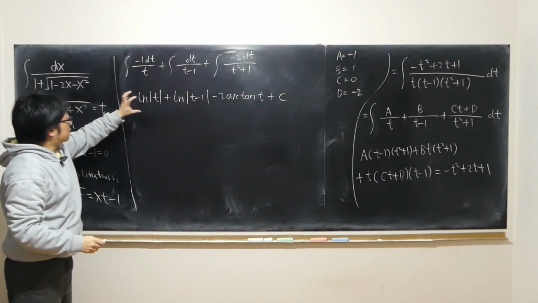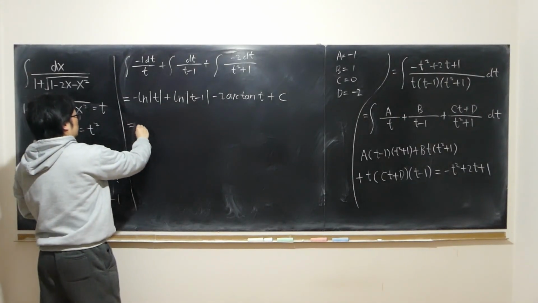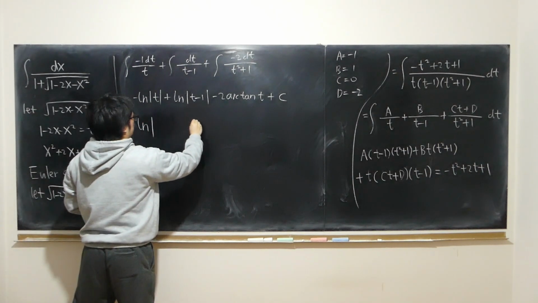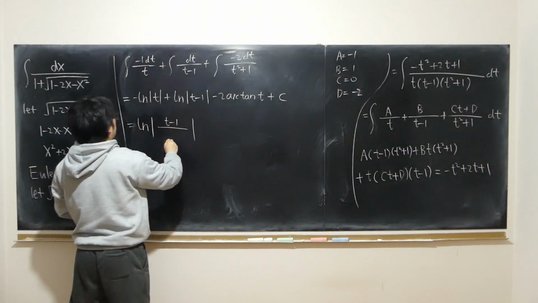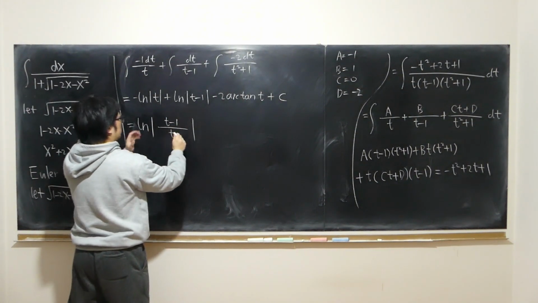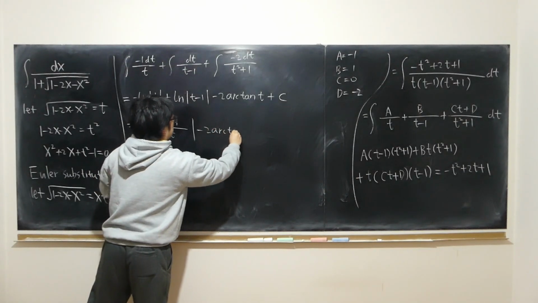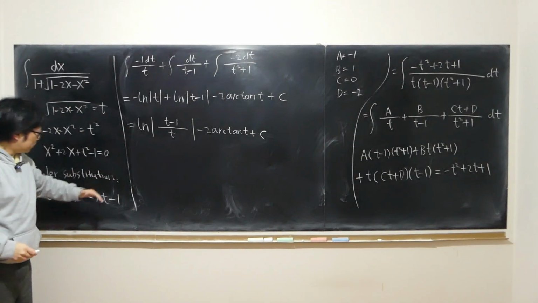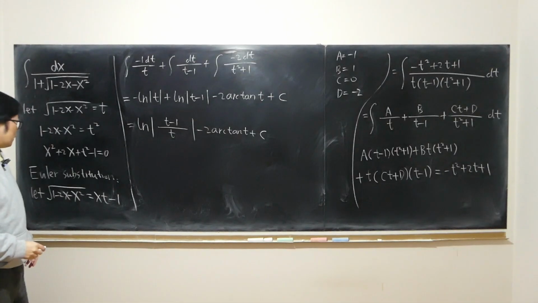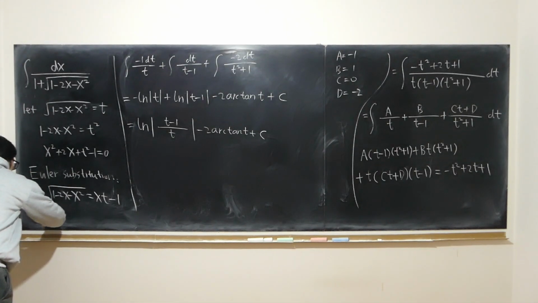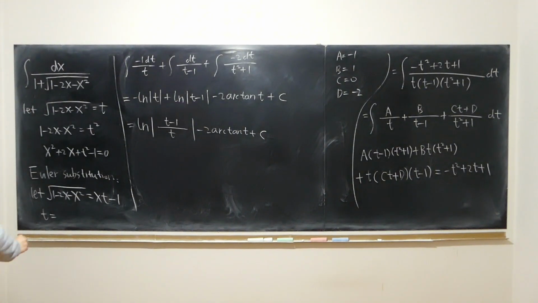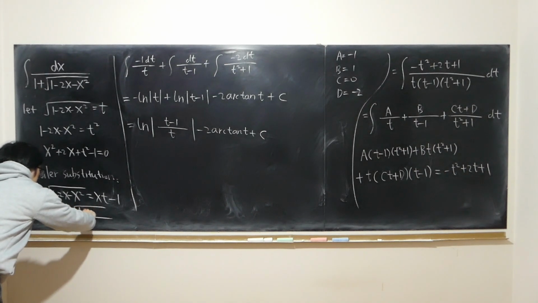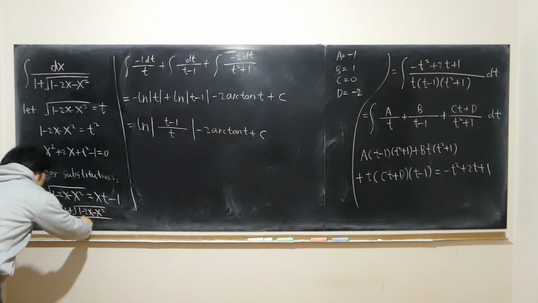All right? Then we just say, okay, we have this log, combine them together, do the division. Log absolute value t minus 1 over t. Right? Arctangent. Like I said, we have to substitute t back in terms of x. In this case, t should be equal to, what is it? I think it's 1 plus square root over x.